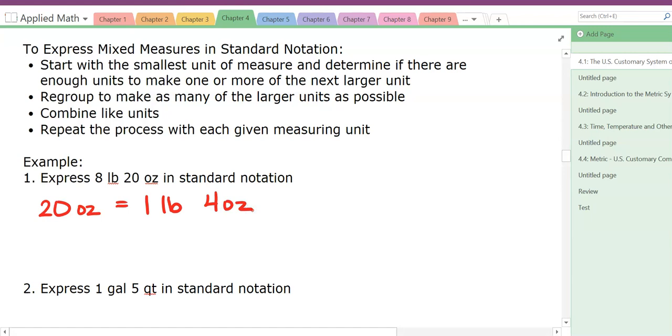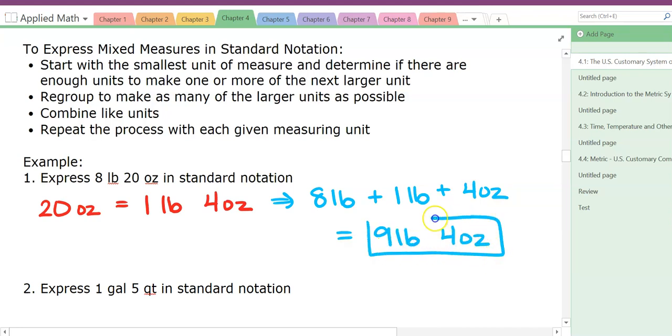So what I do with that then is I take my 8 pounds and I add the 1 pound to it, and then I just attach that 4 ounces on the end, because I can't combine ounces and pounds. So this is really going to be 9 pounds, 4 ounces. You only have to change the one that's not in standard notation. Okay, so why don't you guys try number 2?